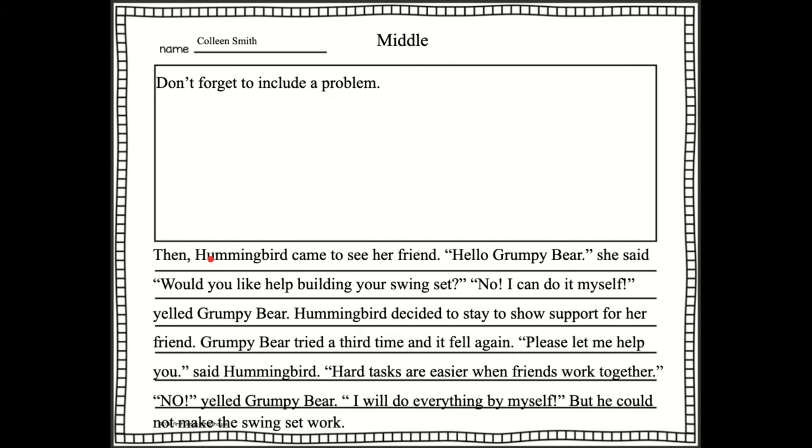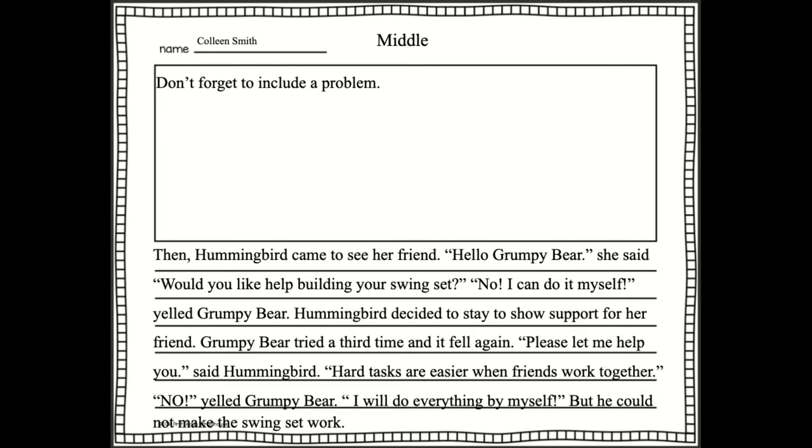Here's my sample of the middle of my story. See, I chose to erase the word next, and I wrote then instead. So this is a continuation of my story where Grumpy Bear is having trouble building his swing set, and he does not want to ask for help. The middle of my story goes, then Hummingbird came to see her friend. "Hello, Grumpy Bear," she said.